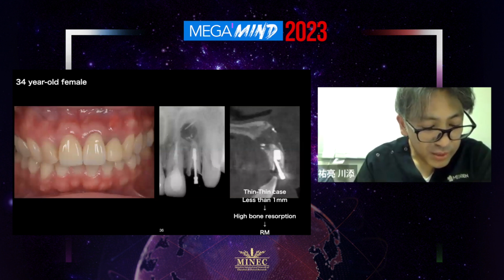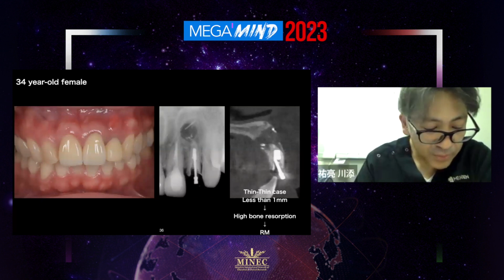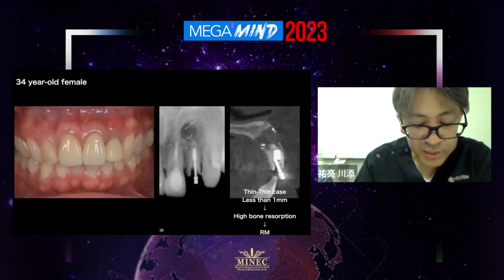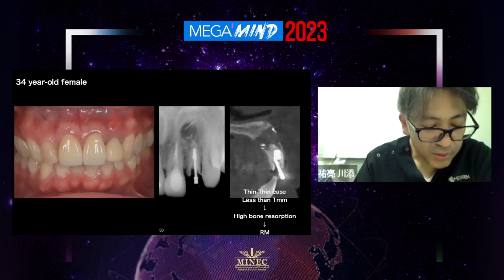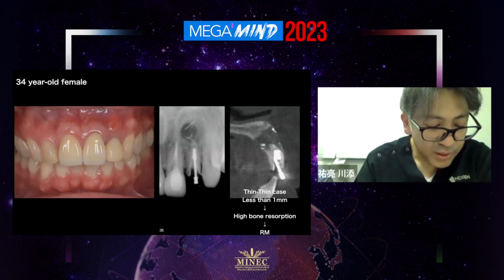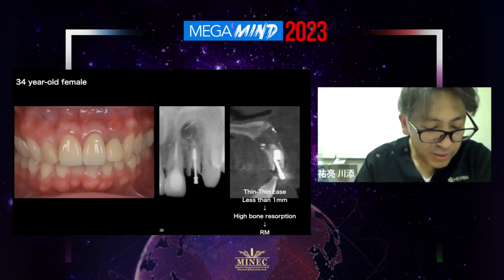The last case is a 34-year-old female. A large bone defect was found at the root apex of tooth 22. Many dentists recommended a bridge after extraction, but the patient refused to have tooth 23 prepared. Therefore, although it is a very difficult situation, I planned implant treatment.